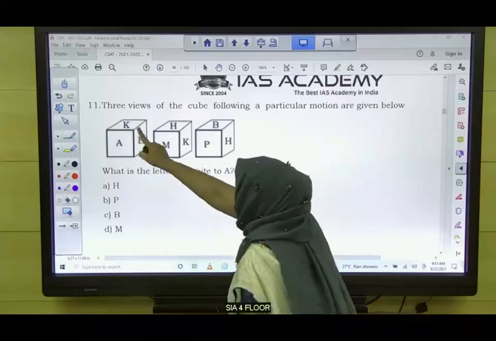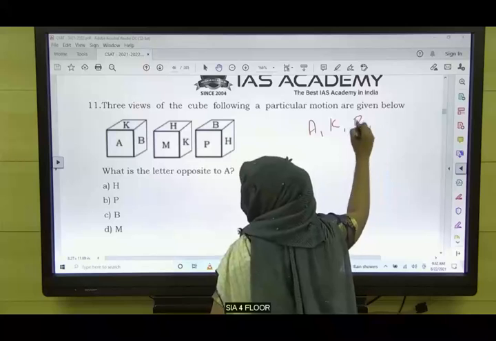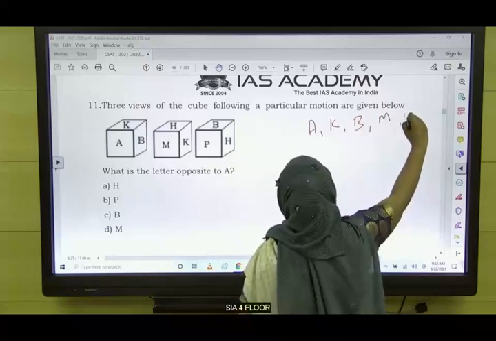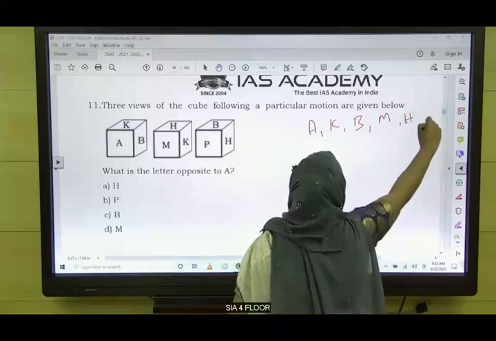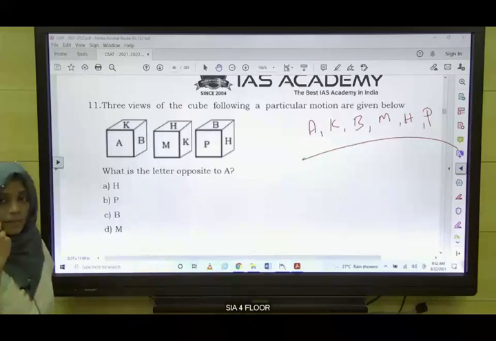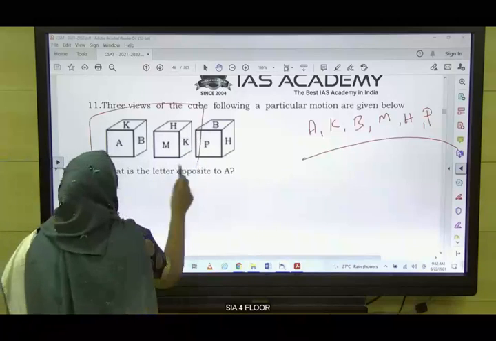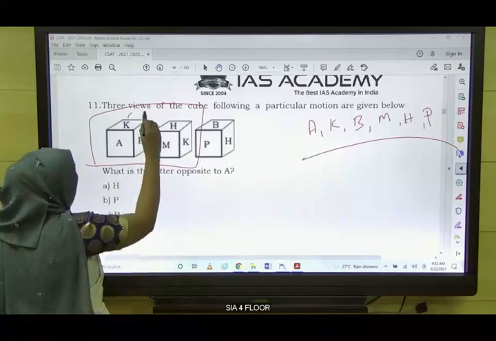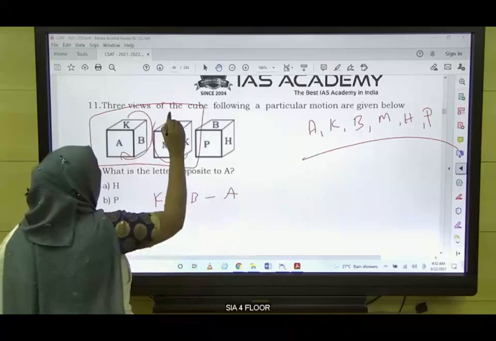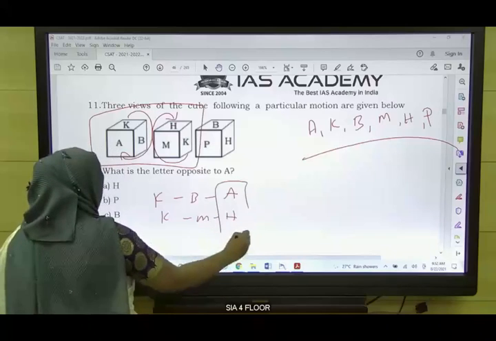So here you have A, K, B. A is one variable, K is one, B is one. In the second one, M, K, H. M, K we have already written, so H, and here it's B. Like this, you should identify all the 6 first, and after that you can proceed. I'll select these 2. I find one common item, which is K. I write K, B, A, and here it's K, M, H. So what is opposite to A? H is the answer.